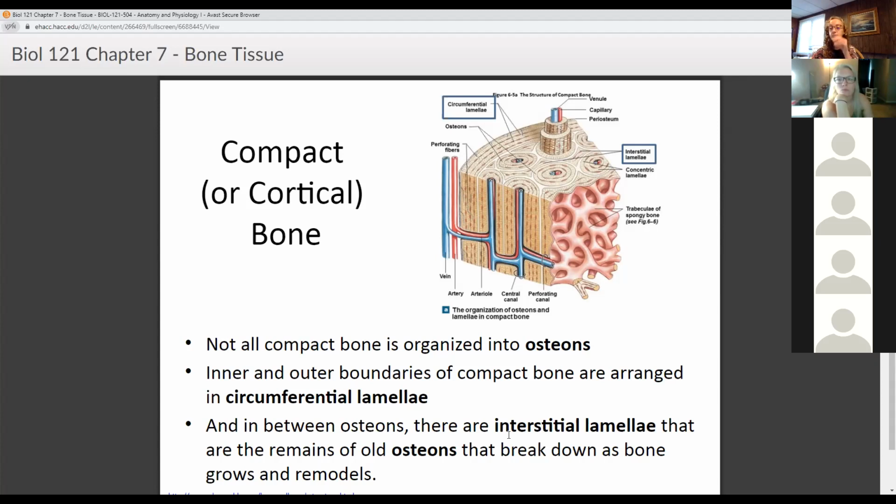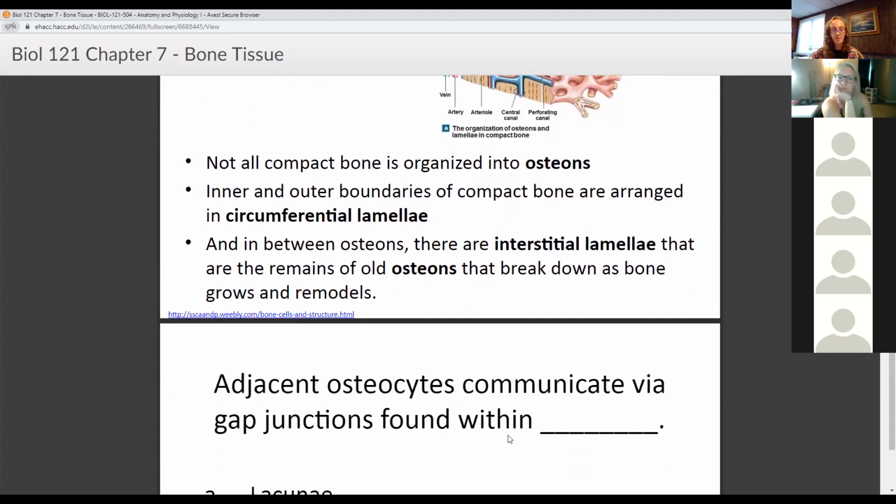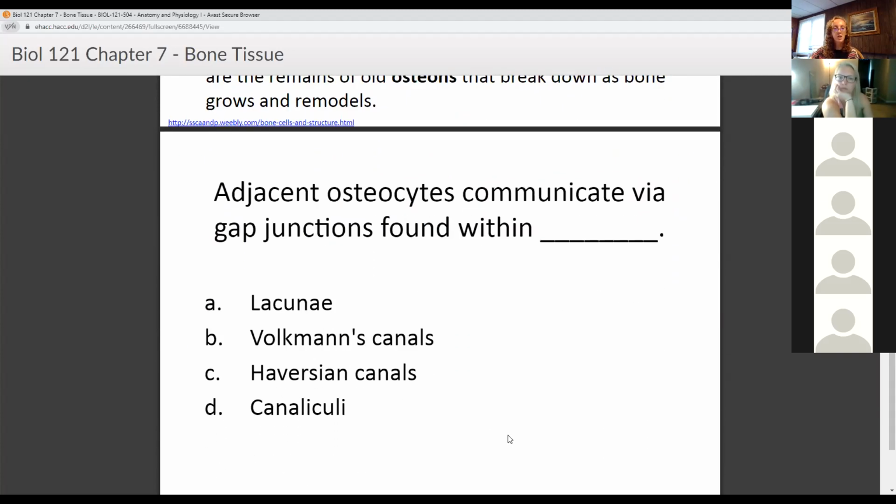Any questions? Adjacent osteocytes communicate via gap junctions found within what? Remember what a gap junction is? That's a tunnel between two cells.